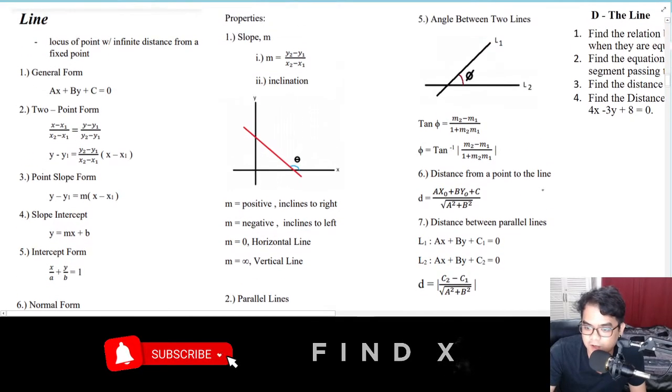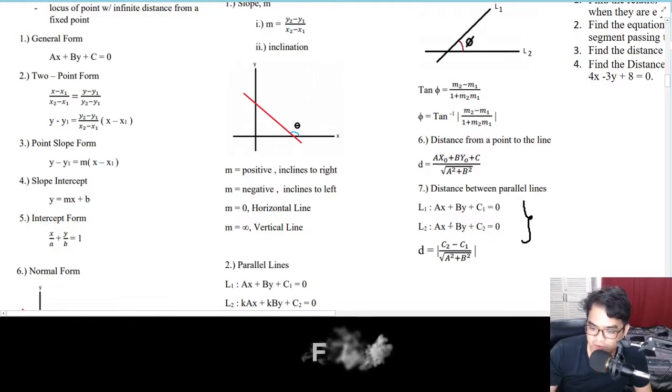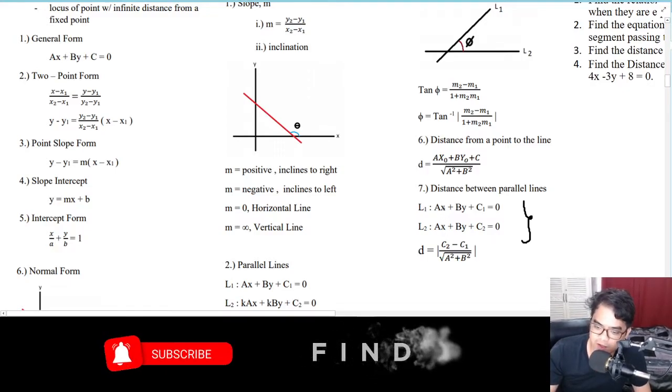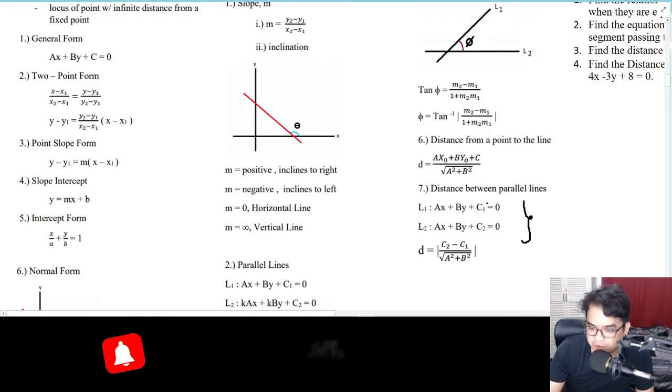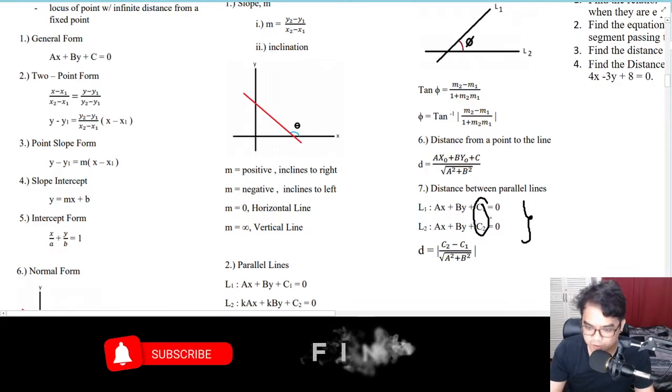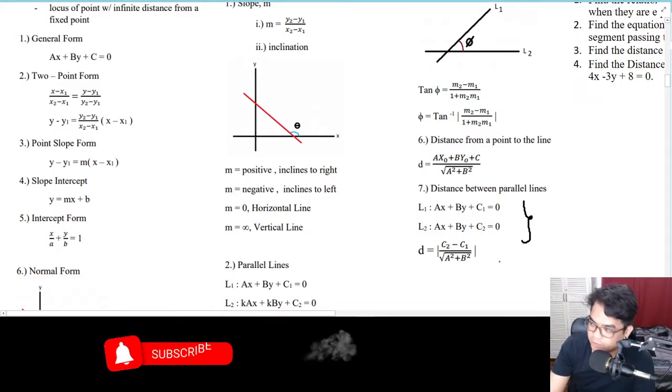Next, distance between parallel lines. You can see they must have the same a's and same b's, or the same coefficients of x and y. The only difference is c2 and c1. So d is equal to the difference of their constants, their c's, all over the square root of a squared plus b squared.